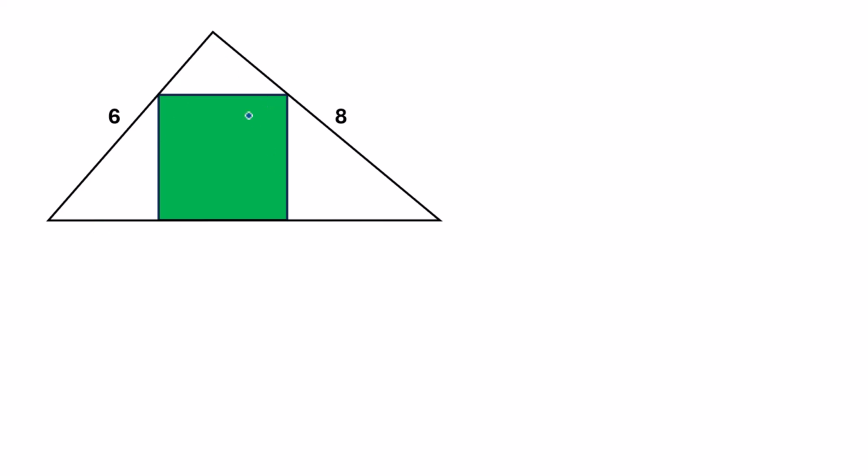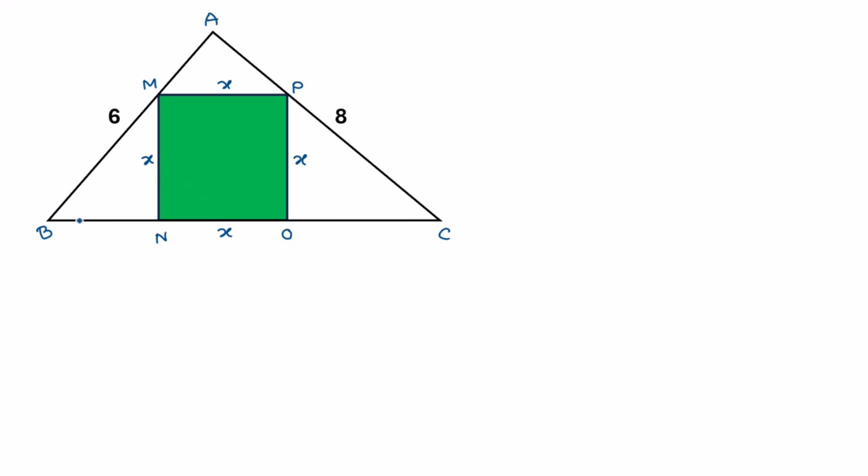Consider the triangle is A, B, C, and the square, this is M, N, O, P, and consider the side length of this square as x. So this side is x, this is x, this side x, and this side will also be x.